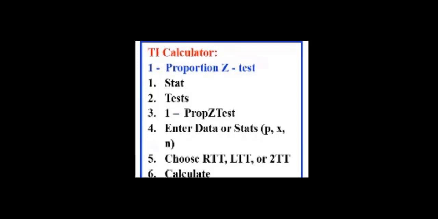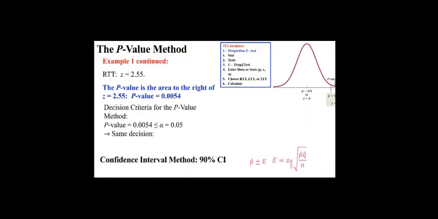So you go to stat, test, one proportion z-test, and you either enter data is given, or stats. To do that, you need to put the proportion p, x, and n, and then choose whether it's a right tail test, two tail test, or left tail test. And so when we do that, you use your calculator. So you go to one proportion z-test.